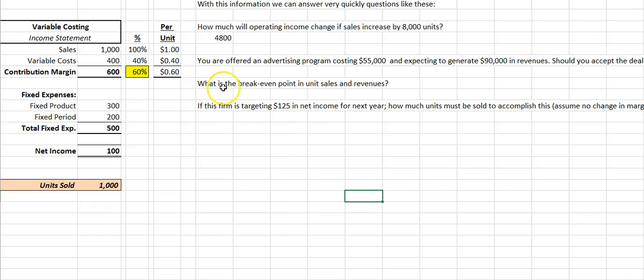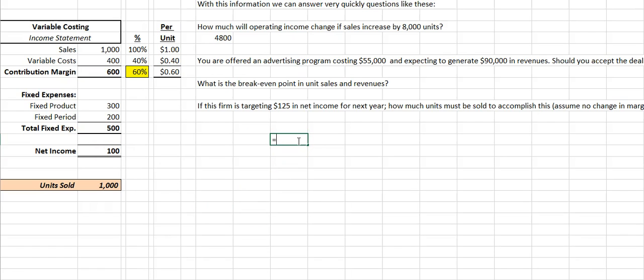You could also calculate break-even points in units and in revenues. So what's my break-even point here? Break-even point is very easy. It's the point at which you cover your fixed costs, because at 0 units produced, you still have fixed expenses of $500. Fixed expenses don't go away. Each unit contributes 60 cents. So how many units do I need to sell to cover my fixed expenses? Well, that's very easy to calculate.